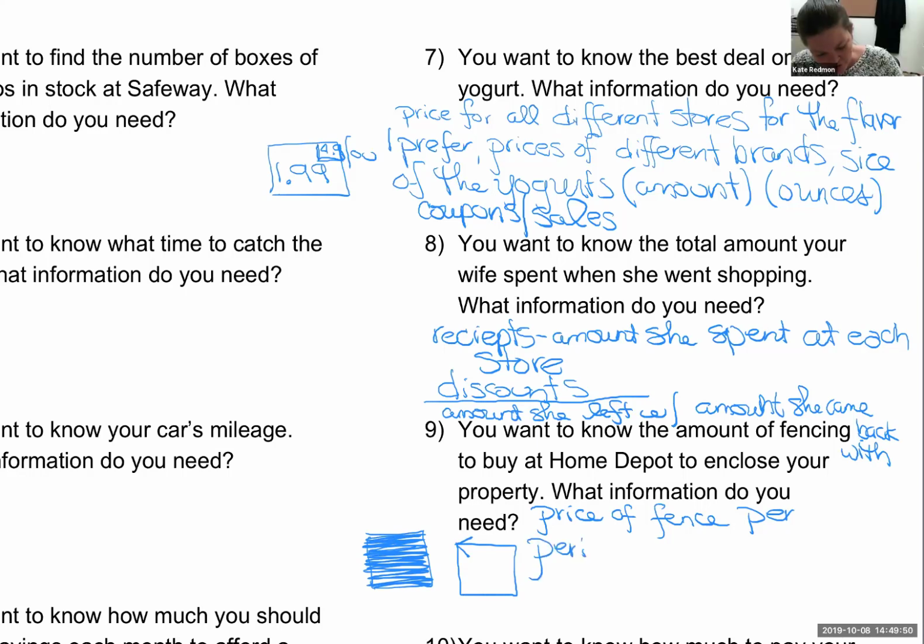Sure, perimeter of yard. And so then it would not be the price of fence per square feet. It would be the price of fence per foot. So then you probably want my perimeter of yard in feet if we got a price per foot. Okay, sweet. Anything else we need to know?